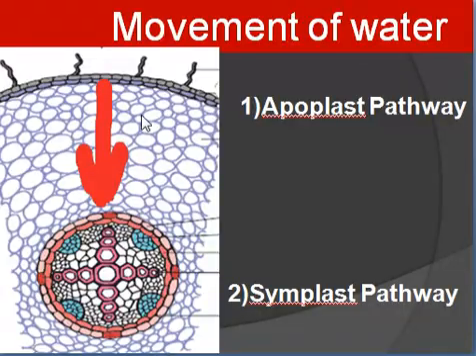You know how the water is transported from root hair to cortex and to xylem. This movement of water takes place through two routes or two pathways. One is the apoplast pathway, the second one is the symplast pathway. Apo means away, plast means cytoplasm. In the apoplast pathway, water movement takes place outside the cytoplasm. In the symplast pathway, water movement takes place through the cytoplasm. Water enters into each and every cell in the symplast pathway.